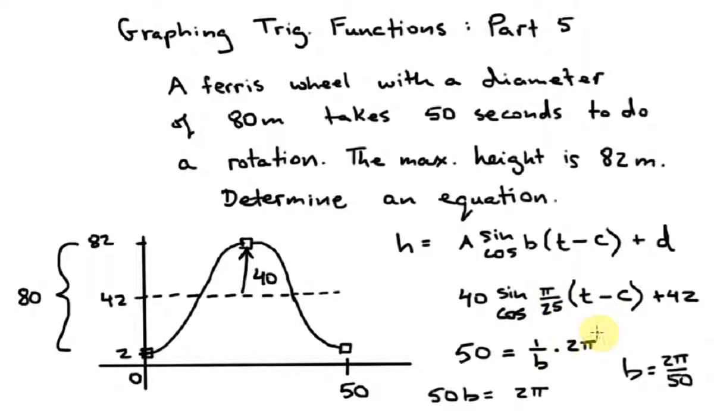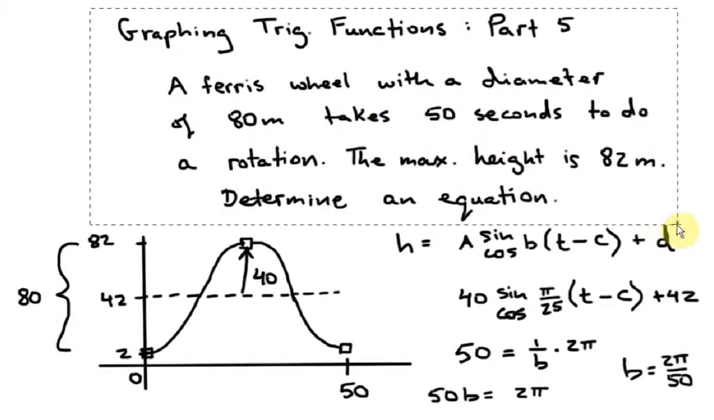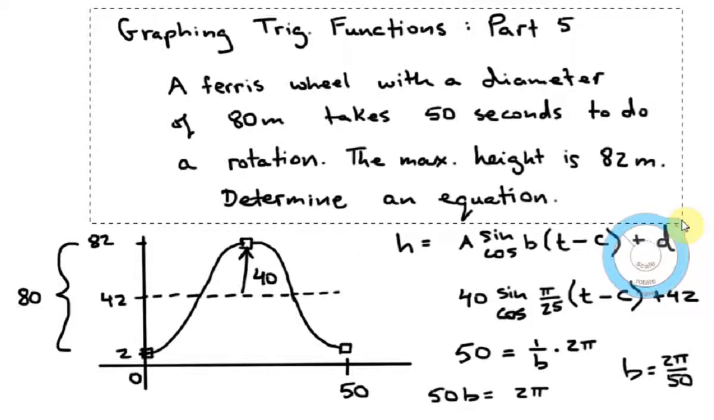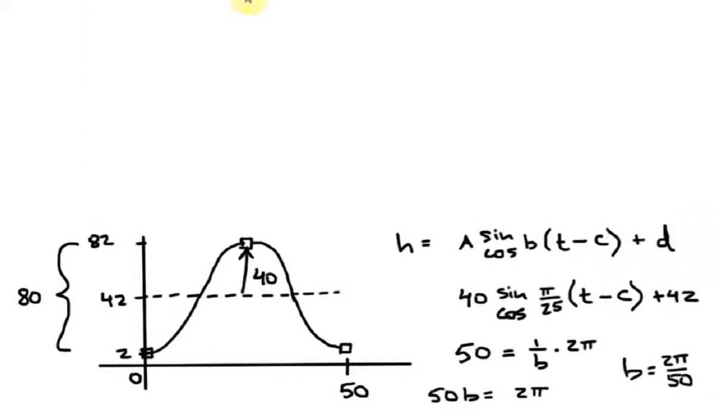Okay, we've got everything except the phase shift. I'm going to give myself a little bit of room up here because I like to hang on to that drawing. Let's get rid of all this stuff. I think most people have that in their notes. We're going to put our finished products up here. So the height on the Ferris wheel is given by 40 times sine of pi over 25, and then we have to figure out that phase shift, and then we have a vertical shift of 42.